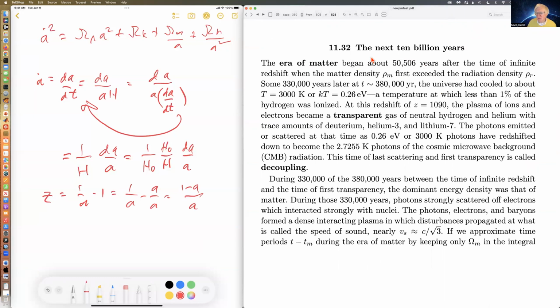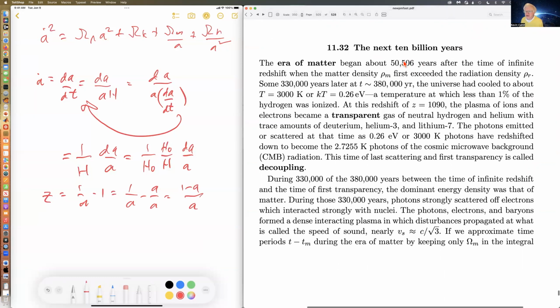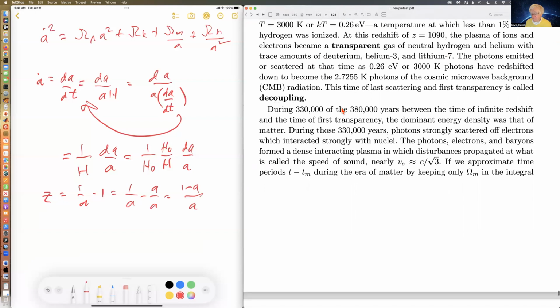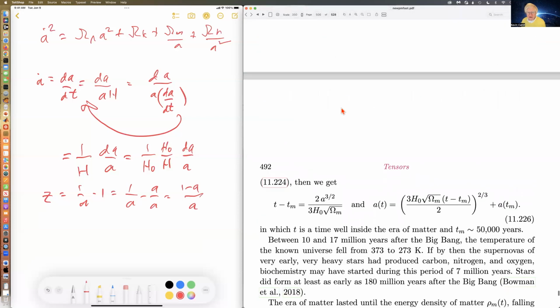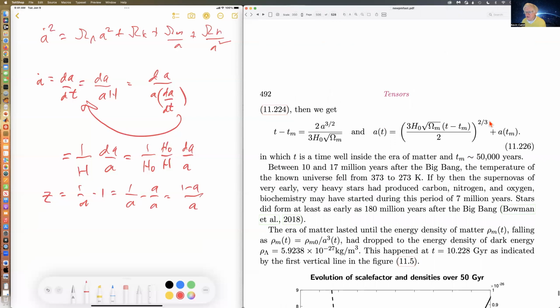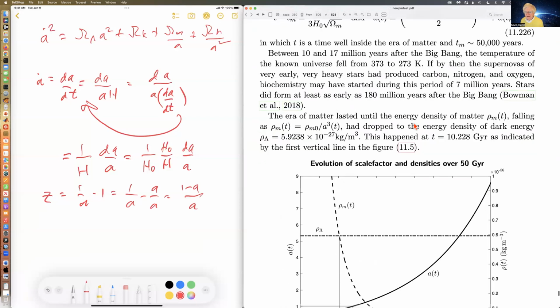The era of matter started after the era of radiation. It started at about 50,000 years, and it lasted essentially for 10 billion years. And during this period, a is not linear with time, but it almost is. It's a is t to the 2/3.